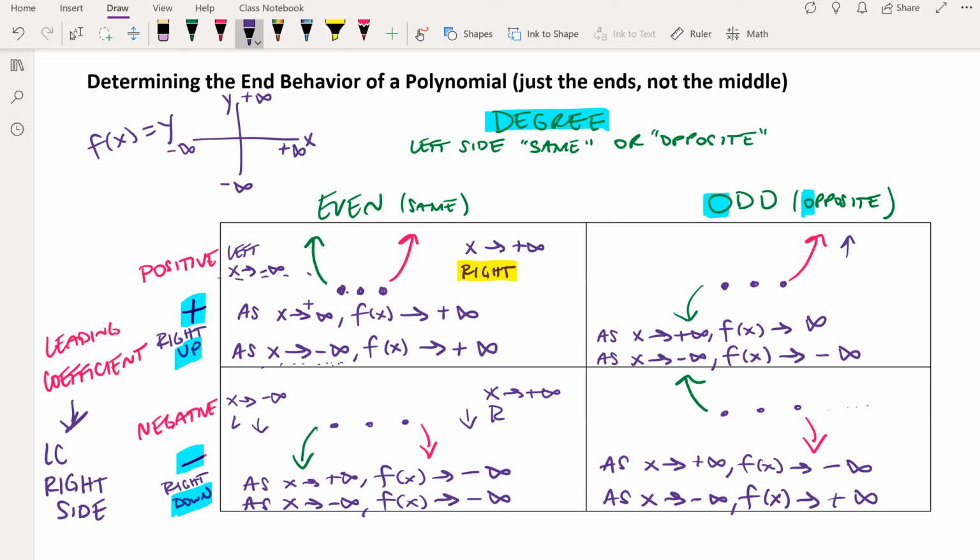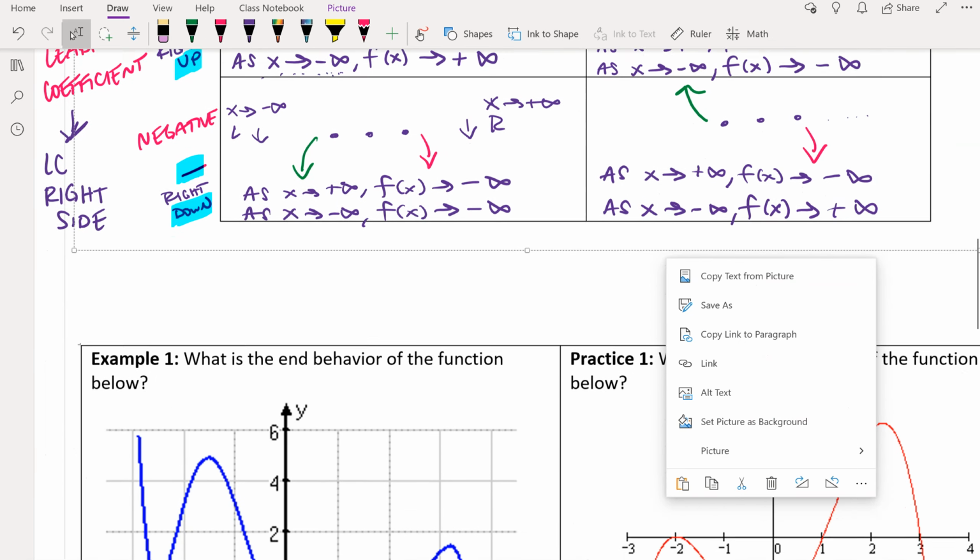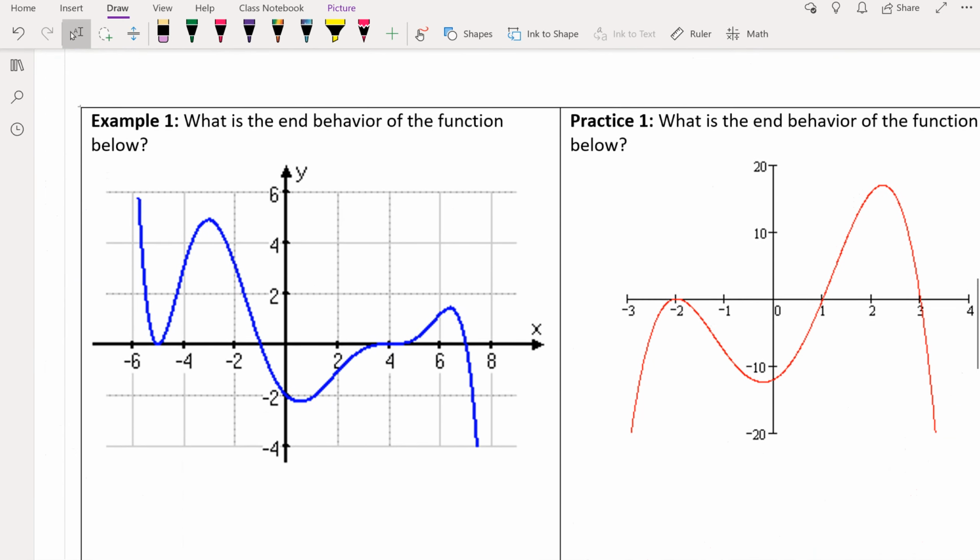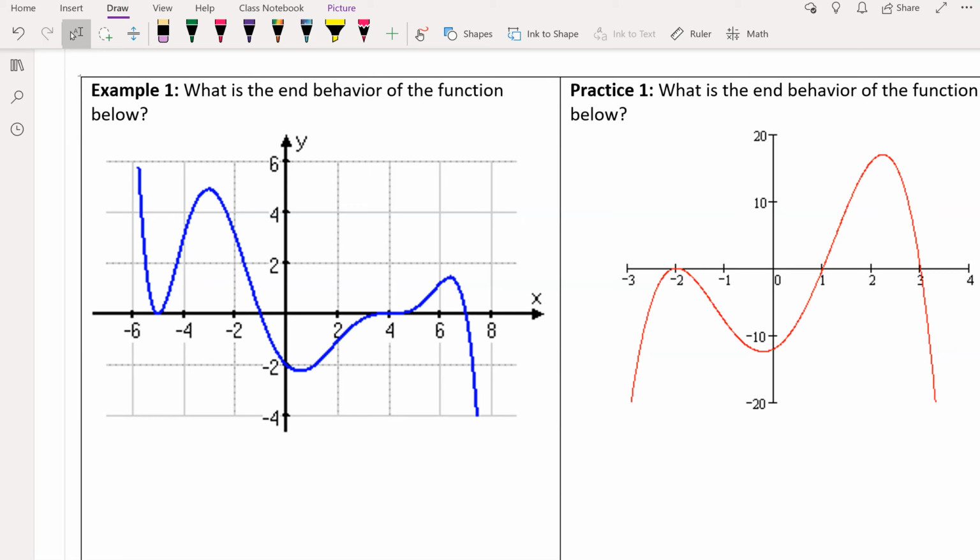Okay, so how are we going to use this? Well, you're going to have to be able to write these statements, that as x goes to, f of x goes to, by looking at the function. So let's go ahead and see some examples. All right. And you will do the practice. So I'm going to do the example, you'll do the practice.